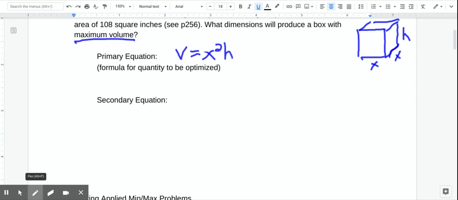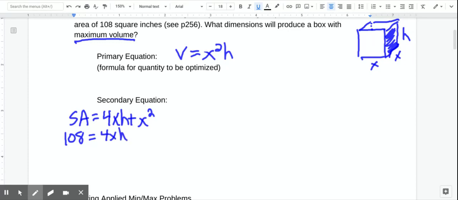However, we don't want to do it yet because this has two variables in it, and we don't want to take the derivative with two separate variables. So our secondary equation is the other information they gave us, which is about the surface area. If we look at this, one side is going to be xh. There are 4 of those, so 4xh, plus the bottom, which is x squared, and we only have one of those because this is an open box, so there's no lid. And they told us the surface area is 108.